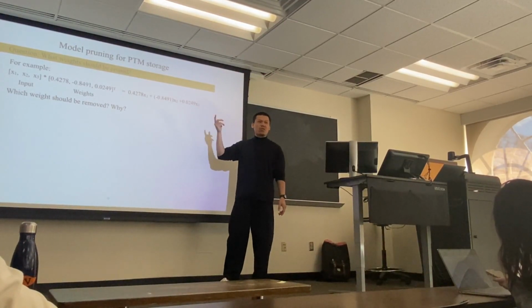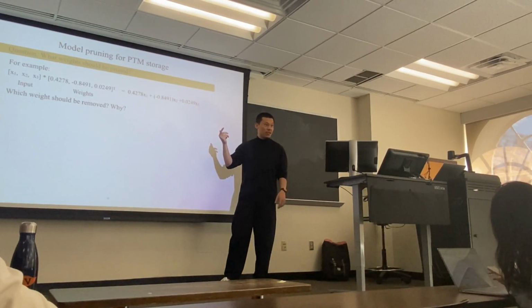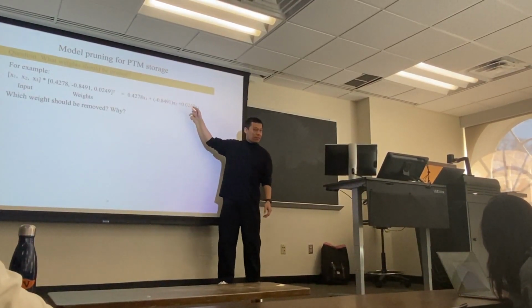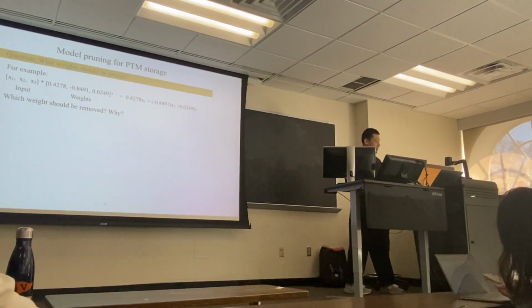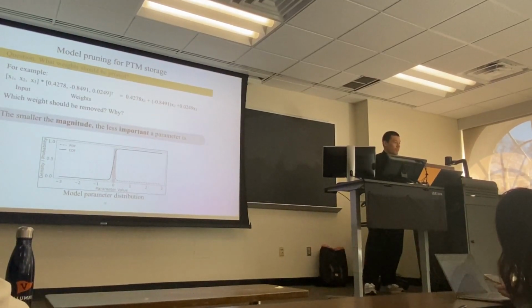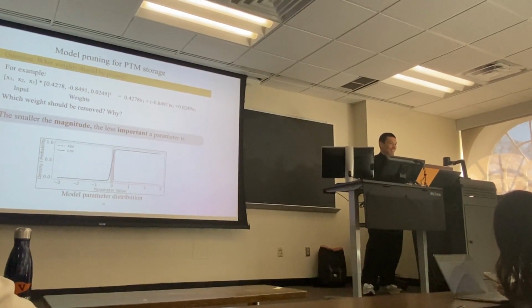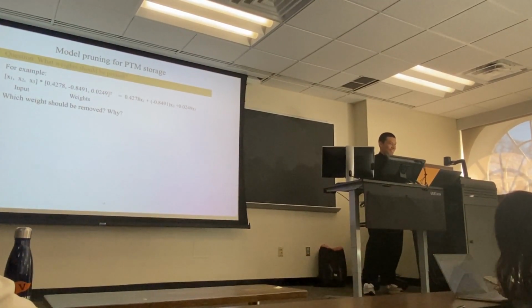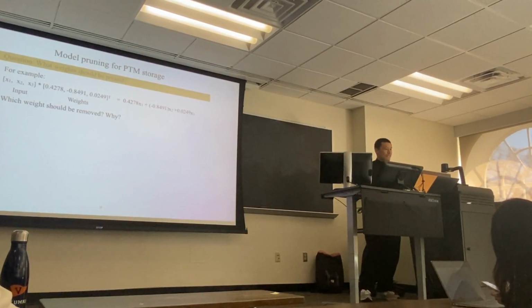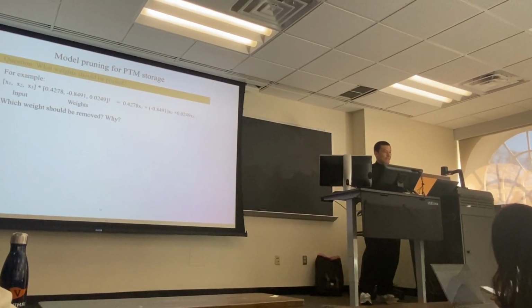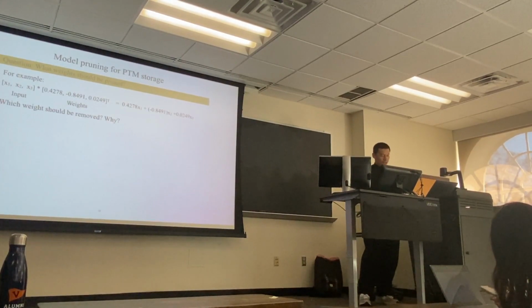What do you guys think? Which weight should we remove? X3. Why this one? It has the smallest absolute weight. Exactly. So why do we need to remove the smaller one? If you remove the smallest one, it should have the least impact on the model's prediction performance, given how it was trained and evaluated, so it should have the least impact on performance after the pruning.